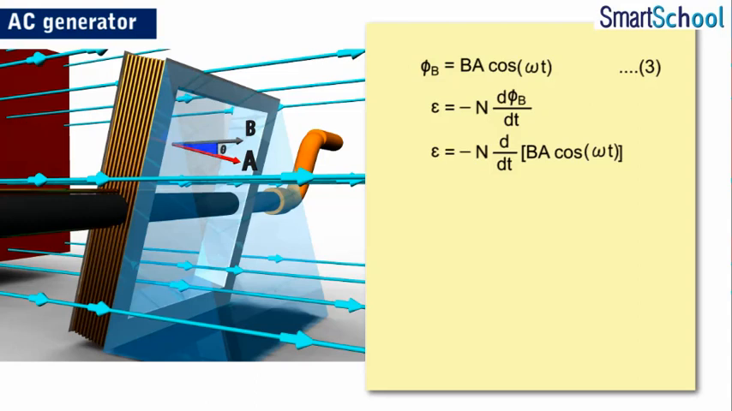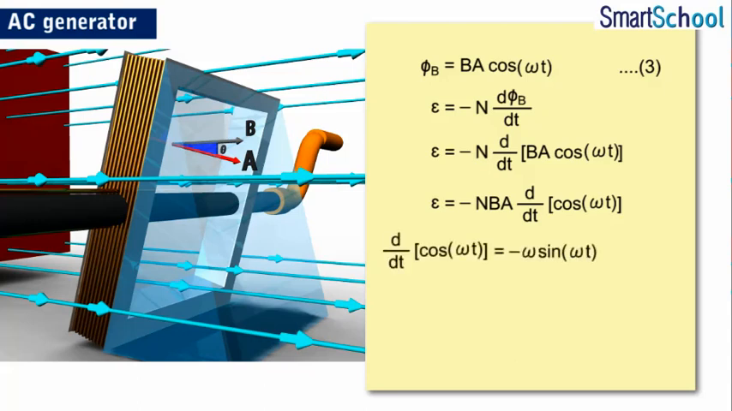The strength of the magnetic field B and the area of the coil A are constants. The equation now transforms to E equals minus NBA d by dt of cos omega t. From differential calculus, we have d by dt of cos omega t equals minus omega sin omega t. Hence, the instantaneous value of the EMF is E equals NBA omega sin omega t. Let us label this as equation 4.